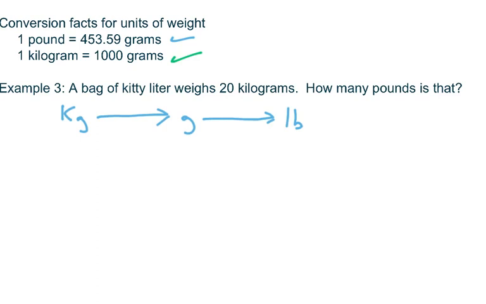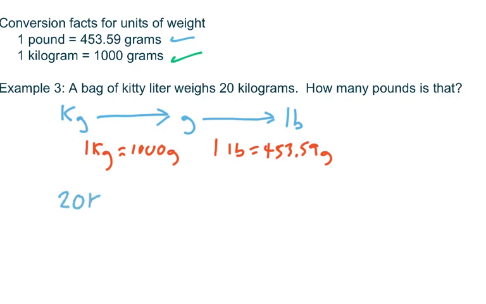Let's write the facts underneath here. 1 kilogram equals 1,000 grams. And 1 pound equals 453.59 grams. So the formulas are written just exactly the way they come out of whatever chart you've got. We're starting with 20 kilograms. We want to multiply by a fraction that's equal to 1.